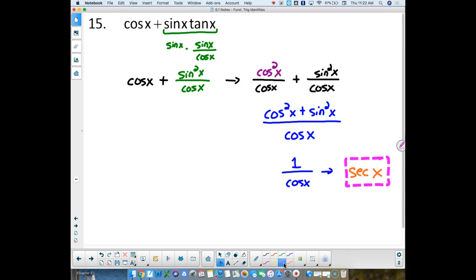Next week, the problems are going to be: cosine of x plus sine x tangent x equals secant of x. Prove it. And you prove it by showing it. So that's where we're going to. So right now we're working.